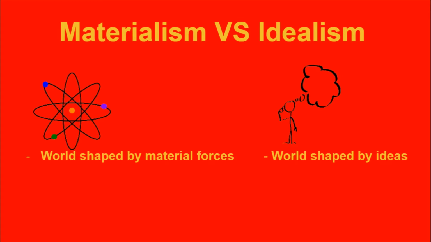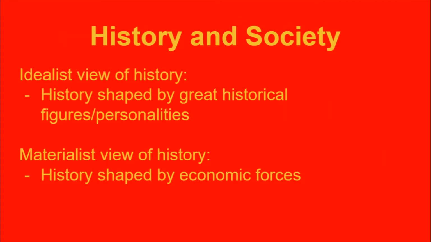So how does this apply when we think about society and history? Well, idealists would view historical events as the outcome of great historical figures or personalities and their ideas about the world, whereas a materialist would view history as a result of economic relations in society or the development of productive forces. And for Marx and Engels specifically, they view class struggle as the primary motive force of history. You'll remember we read that famous sentence in the Communist Manifesto, which says that the history of all hitherto existing society is the history of class struggle.